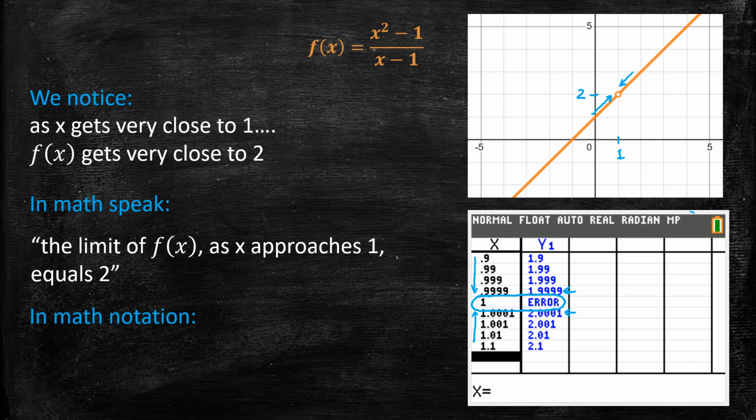And in math notation, we write this in a special way. So we write limit as x goes to 1 of f of x. So that first part says the limit as x goes to 1 of f of x. Apologies, my m sort of looks strange. There we go. Limit of f of x as x goes to 1 equals 2. And that's our first limit statement.